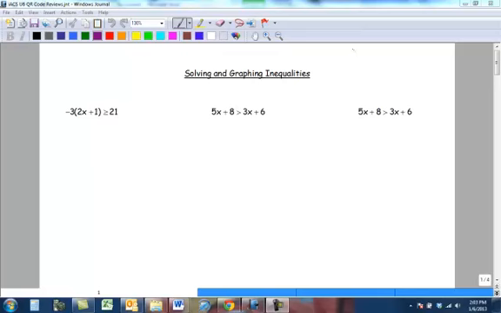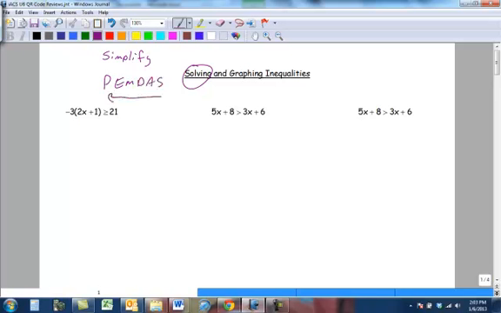Solving and graphing inequalities. As far as the solving goes, the solving happens just like we solve equations. First, you simplify both sides. Then you're going to do PEMDAS only backwards. So, in this first example here, simplify.